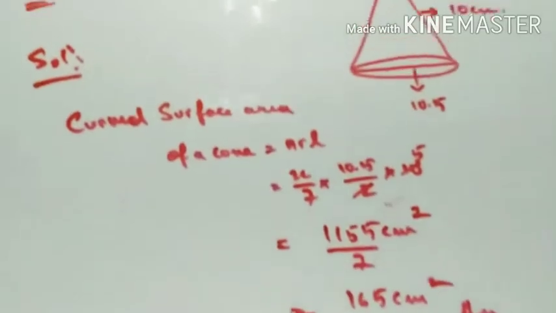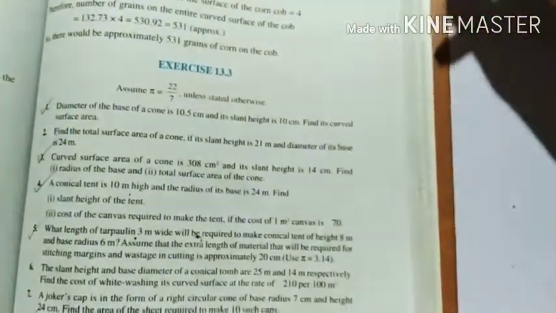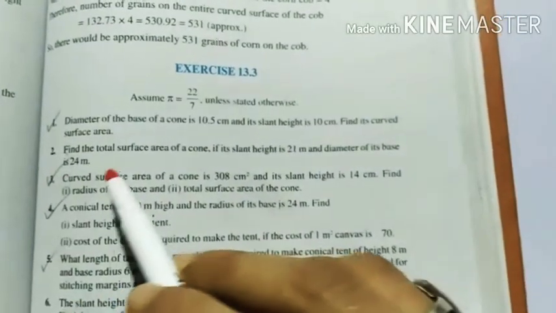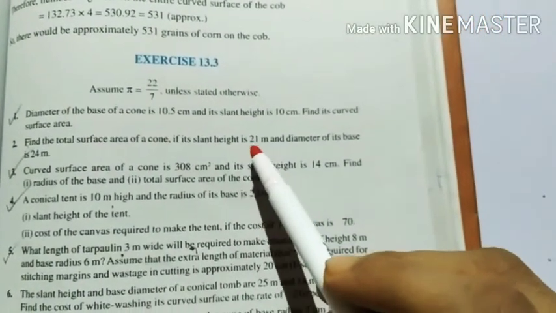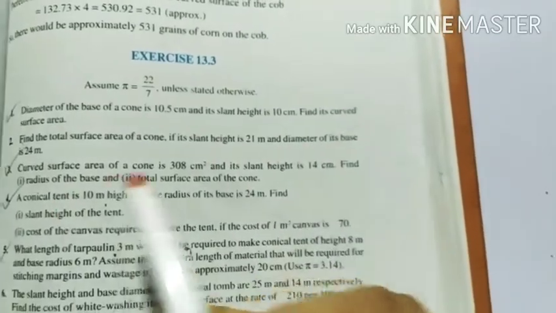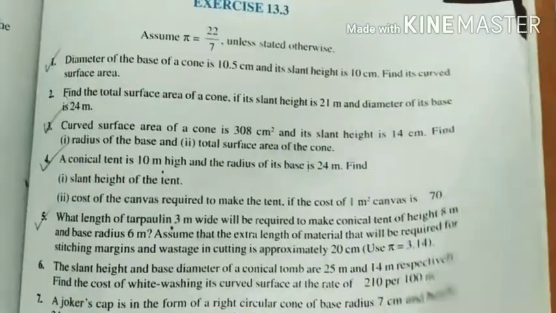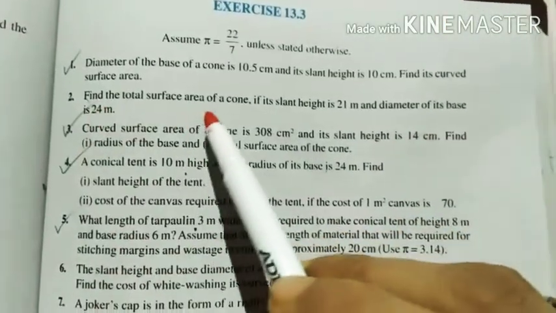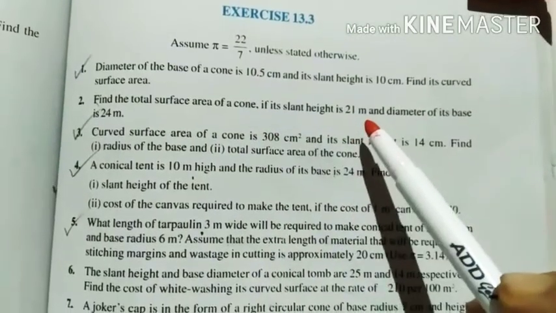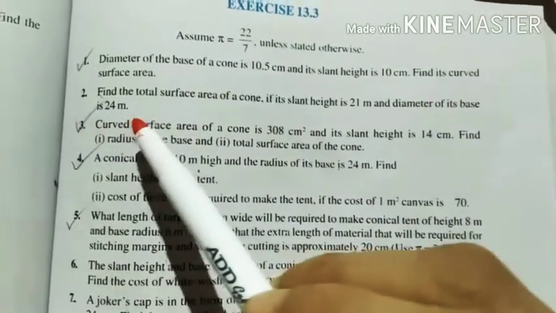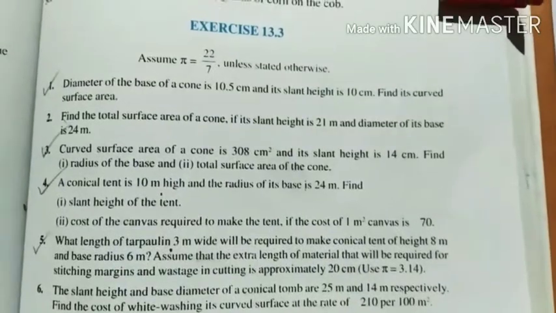So I hope you have understood. Next we will do question number 2. Let's see what question number 2 is saying. Find the total surface area of a cone. Its slant height is 21 meter and the diameter of its base is 24 meter.